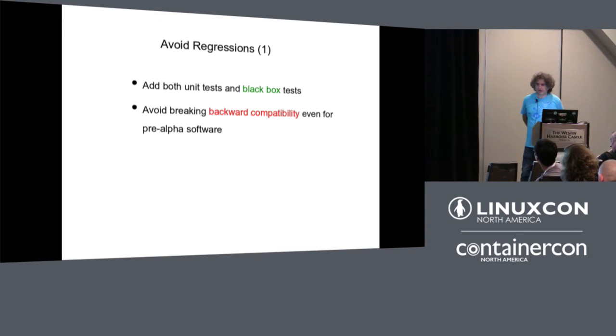What's interesting from this experience, and I think many people in the Git community and also maybe the Linux community had this kind of experience, is that it's really good to have some black box tests, not just unit tests. And also, breaking backward compatibility is really bad, even for pre-alpha software, because you break expectations for your users, for your testers, and it has been very painful.